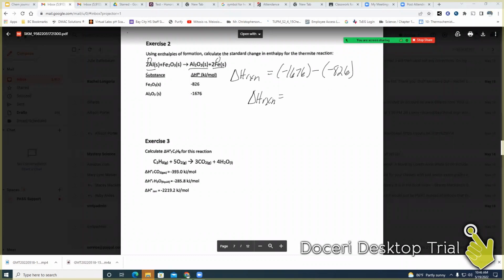All right, what did we get for that one? Perfect. Negative 850, and your units, remember, just grab them from over there, kilojoules per mole.